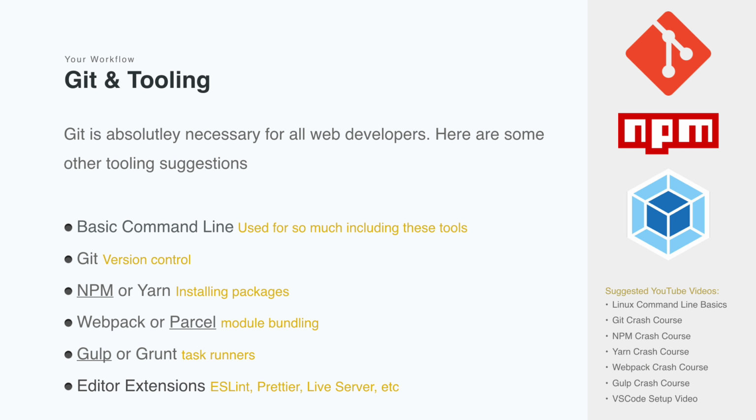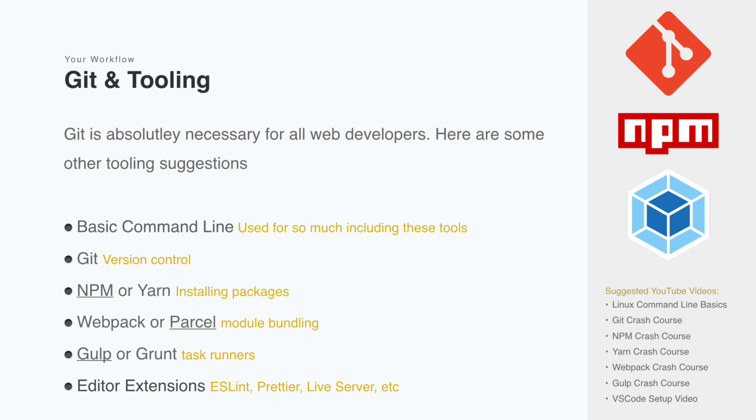So NPM, which stands for Node Package Manager, and Yarn, these are used for installing and managing JavaScript packages. And they're very easy to use. They're used to install just about everything to do with JavaScript, from libraries to frameworks, both front end and back end. So you're definitely going to want to learn NPM or Yarn. I think NPM is a little bit easier. I prefer it, but Yarn's good as well.